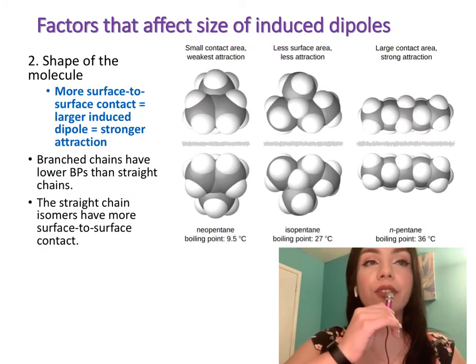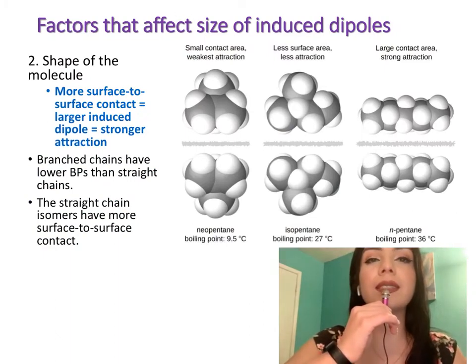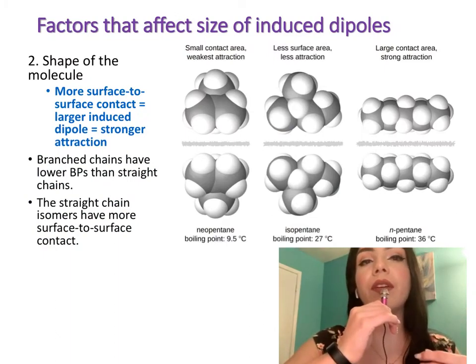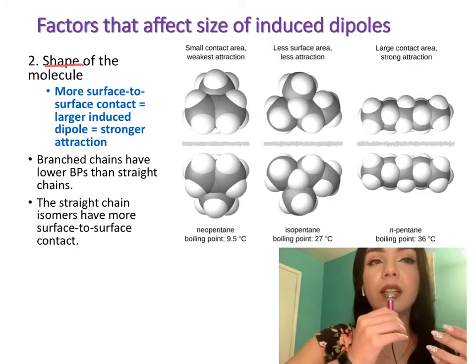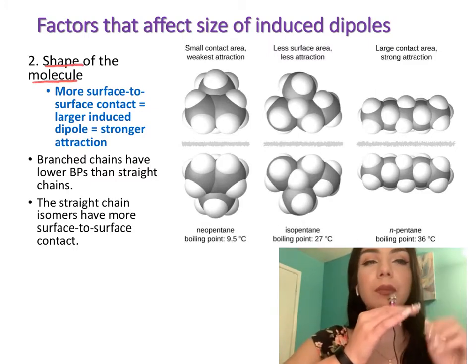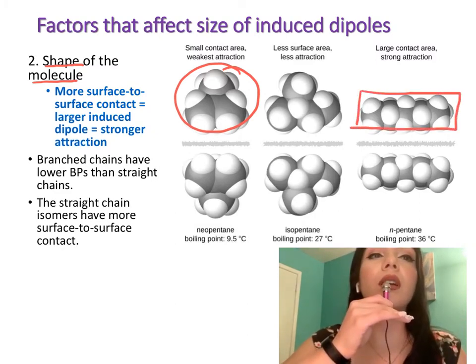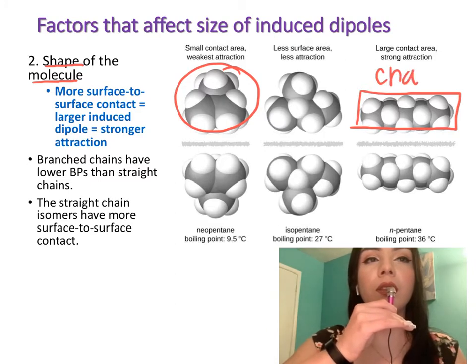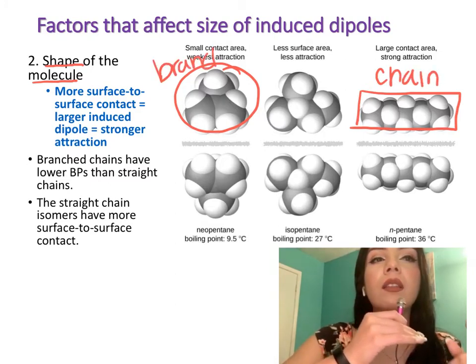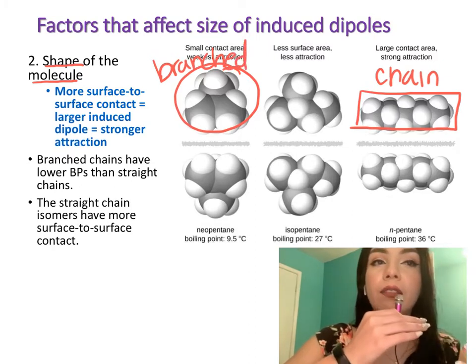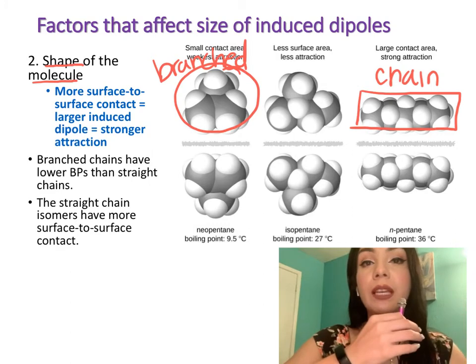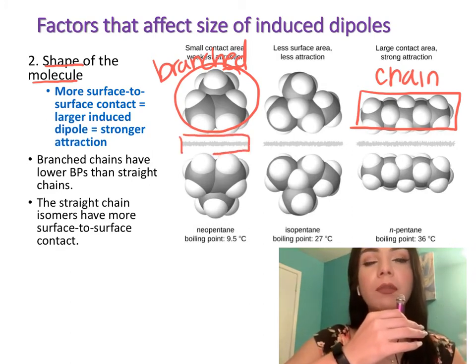So the second factor that affects induced dipoles is the shape of the molecule. So whether it is more branched and kind of like a circle type of overall shape, or whether it's a long chain. So the more branched it is, so this first one, for example, neopentane, then the smaller the area you're going to have between possible interactions between it and other molecules of the same type.